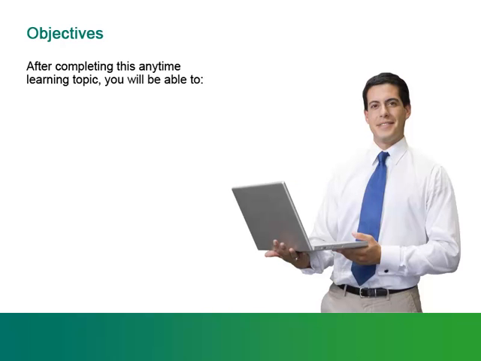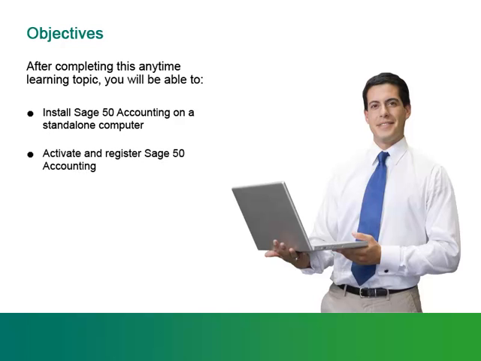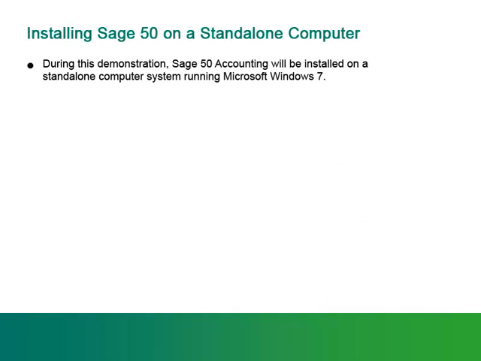After completing this Anytime Learning topic, you will be able to install Sage 50 Accounting on a standalone computer and activate and register Sage 50 Accounting and check for updates. During this demonstration, Sage 50 Accounting will be installed on a standalone computer system running Microsoft Windows 7. However, the steps outlined here can also be used to install Sage 50 Accounting on other supported versions of Windows.